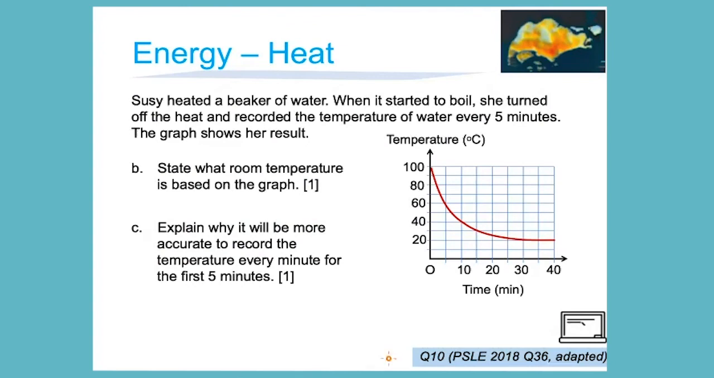Okay, now let's look at Susie. Susie put the kettle on, heated a beaker of water. Yeah, she was starting to put the kettle on. Then it started to boil. She turned off the heat and recorded the temperature every 5 minutes, and the graph shows the results.